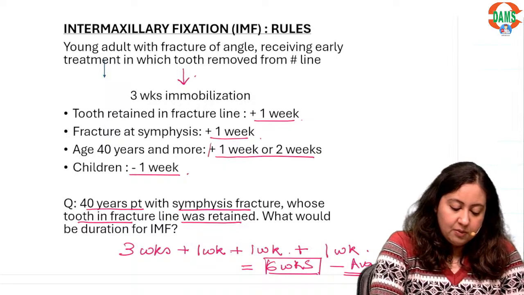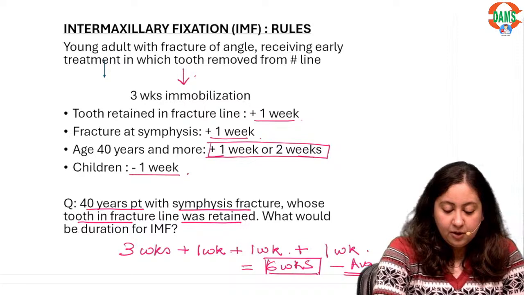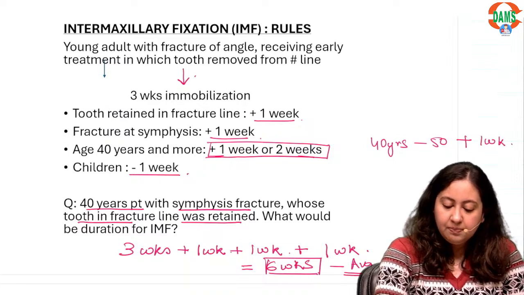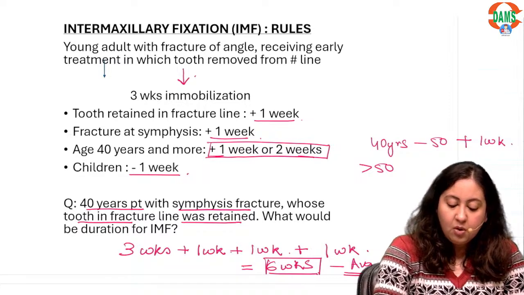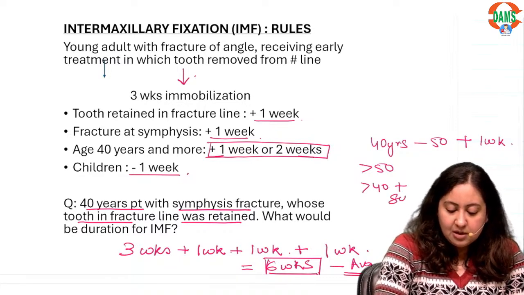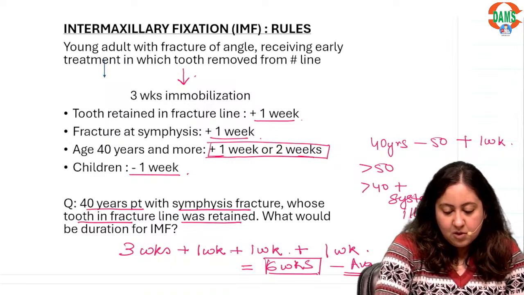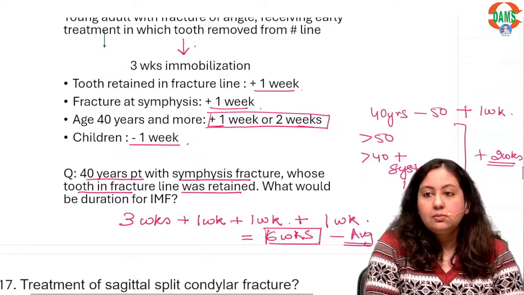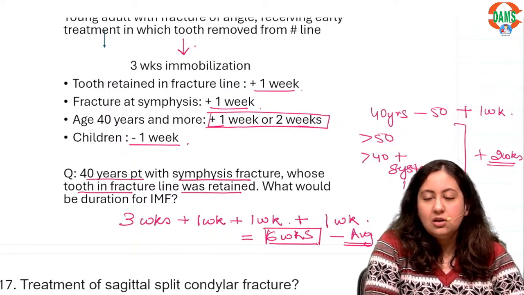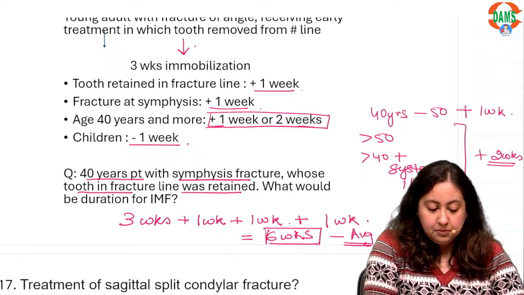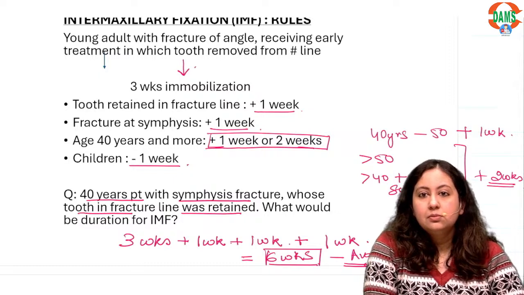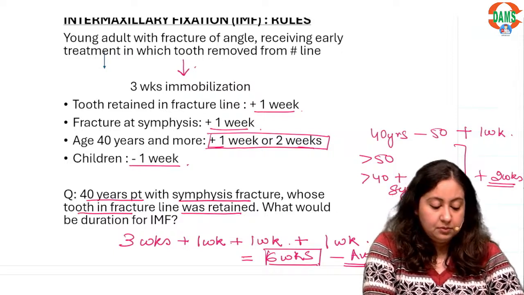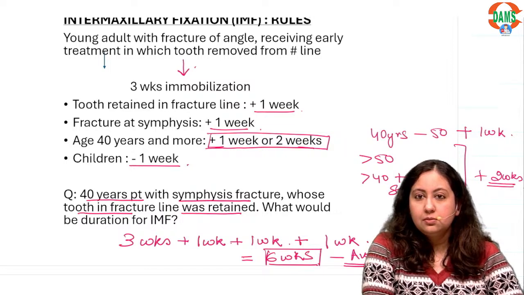Now 40 years, 1 or 2 weeks, how do you decide on this? Quickly, I'm telling you. If it's a 40-year-old patient between the range of 40 to 50, you will add 1 week. If the patient is more than 50 years of age, or more than 40 plus systemic illness or any comorbidity, you will add 2 weeks. Okay, understood rules of IMF, everyone? Is it clear?